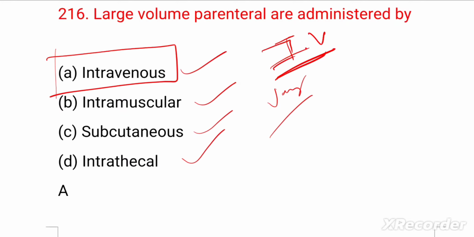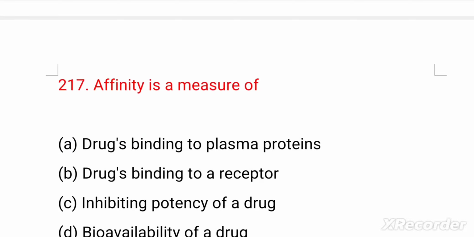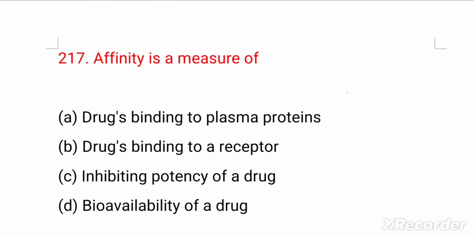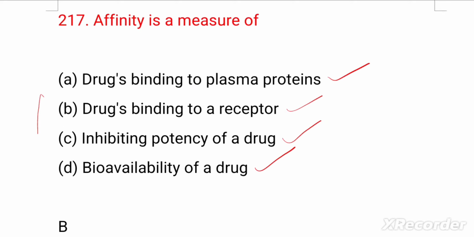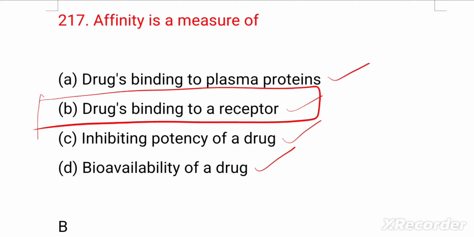Next question, affinity is a measure of, options are drugs binding to plasma proteins, drugs binding to a receptor, inhibiting potency of a drug, bioavailability of a drug. Answer is B, drugs binding to a receptor. Very easy and very important question, repeated question.